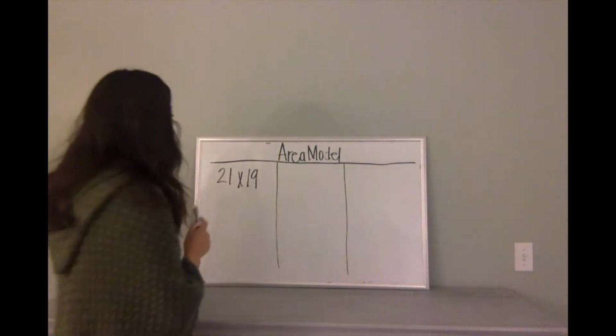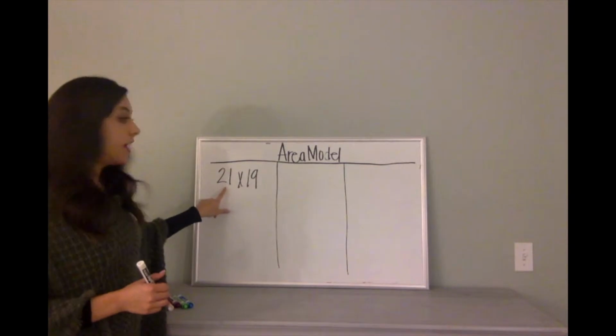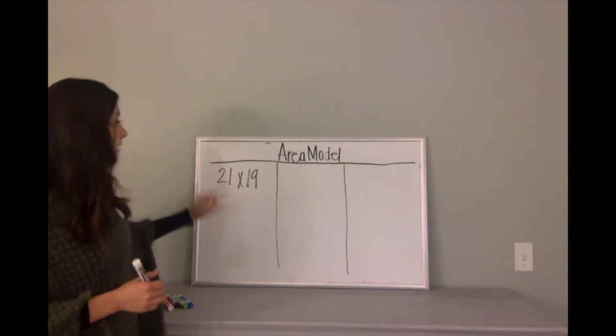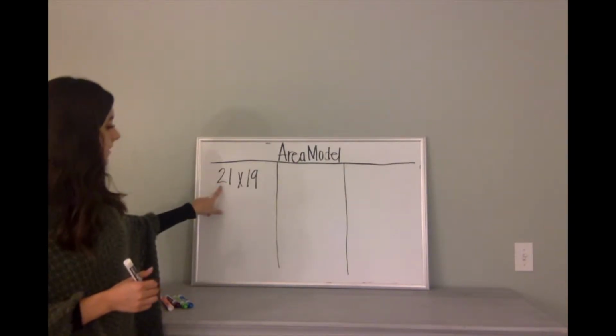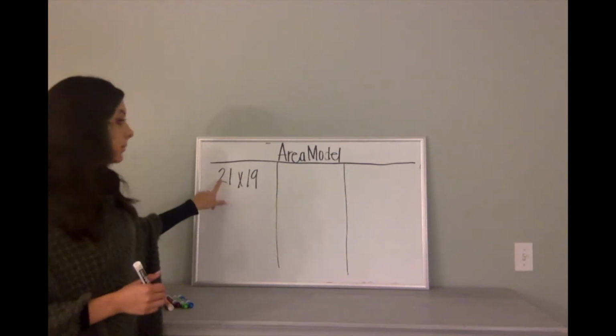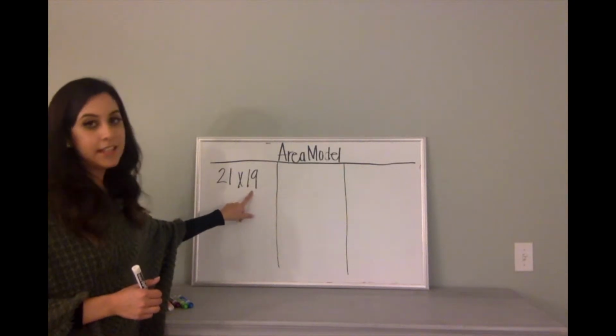So the first strategy we're going to use is called the area model, using two-digit numbers. So here we have a two-digit number, which means that I have two digits within the number. So for example, 21. The 2 is in the tens place and the 1 is in the ones place. We're multiplying this two-digit number, 21, by this two-digit number, 19.